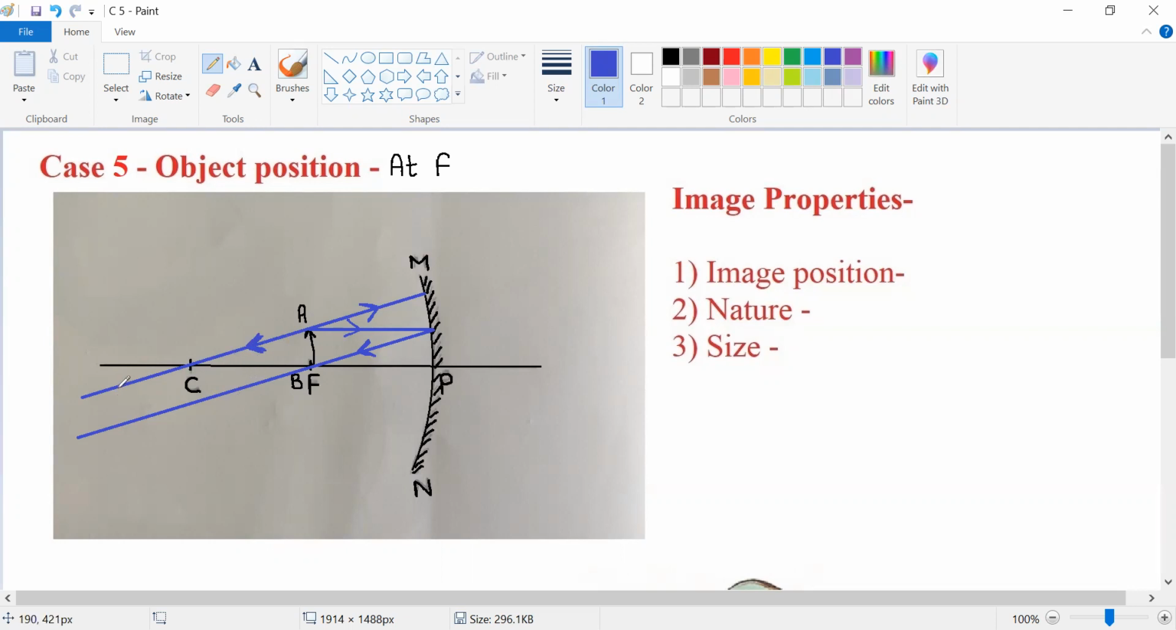Somewhere at infinity, the distance between them is going to reduce, and because of which they will meet each other somewhere at infinity. So if they are going to meet somewhere at infinity, where the image will be formed? At infinity, because we are assuming that the reflected rays of light will be meeting at infinity. So the image position will be at infinity.